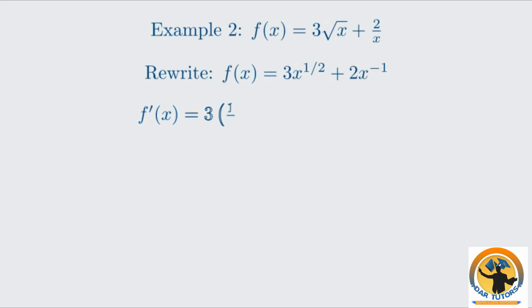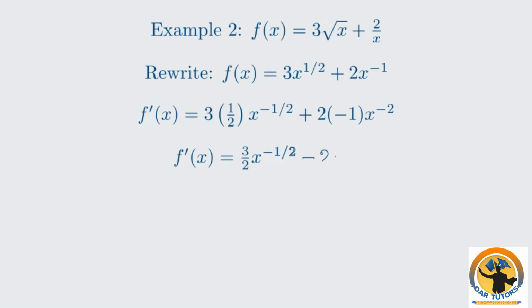The derivative of 3x to the 1/2 is 3 times 1/2 times x to the negative 1/2, which is 3/2 x to the negative 1/2. The derivative of 2x to the negative 1 is 2 times negative 1 times x to the negative 2, which is negative 2x to the negative 2. Finally, rewrite the answer with positive indices and roots. This gives us f prime of x equals 3 over 2 times the square root of x minus 2 over x squared.